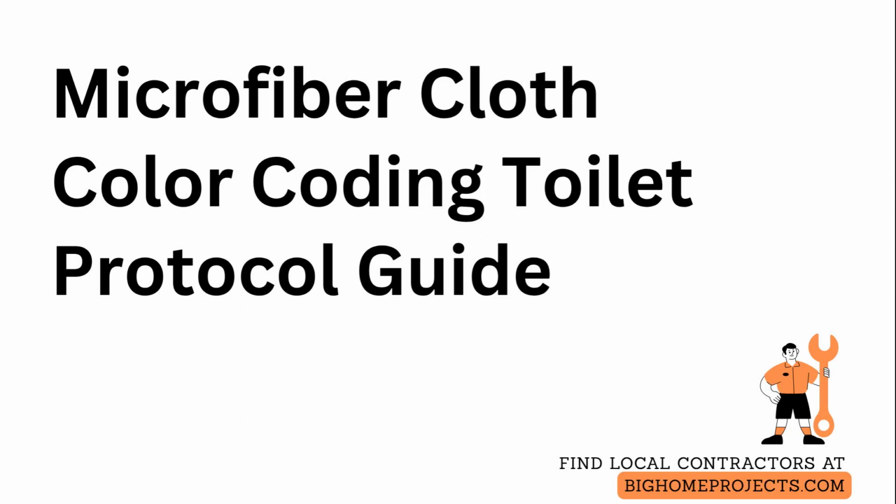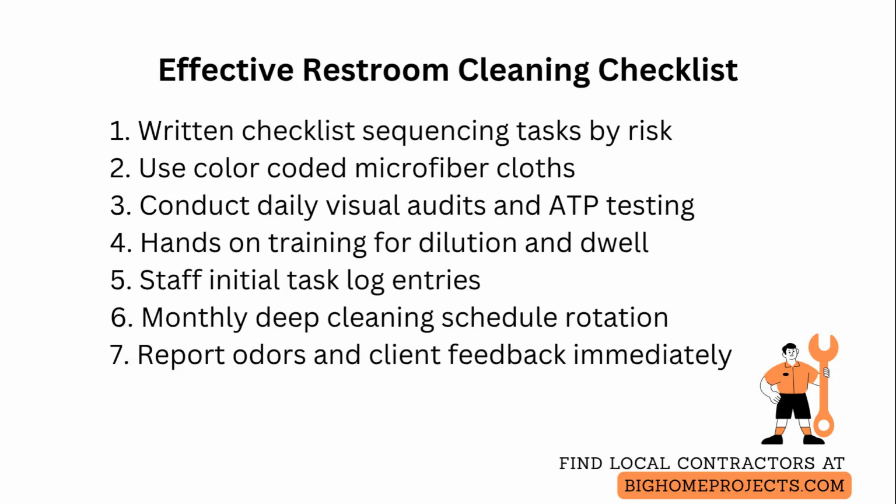Look for consistently clean surfaces, no odors, and stocked supplies as immediate signs your restroom cleaning procedure is effective. A reliable procedure starts with a written checklist that sequences tasks by risk level so staff clean higher germ areas first and avoid cross-contamination. Use color-coded microfiber cloths and clearly label them so one set is for toilets, one for sinks, and one for mirrors, and wash cloths at high temperature after each shift.